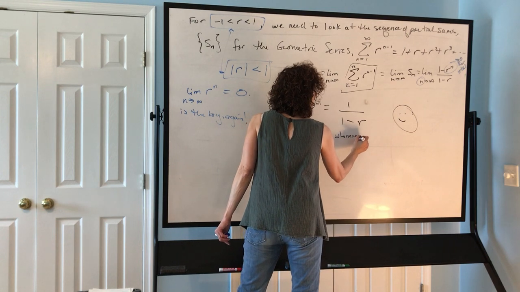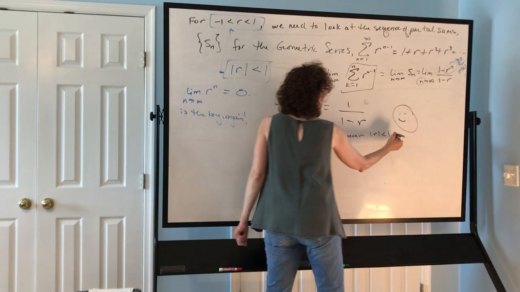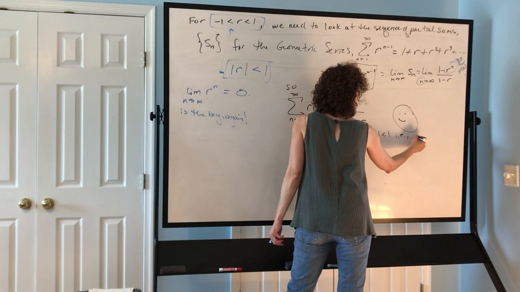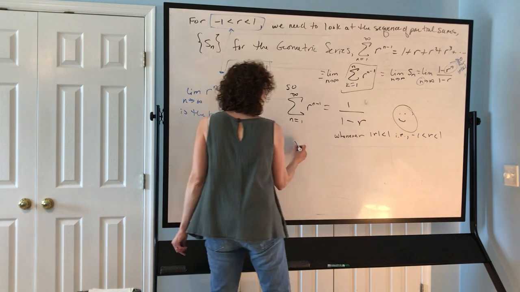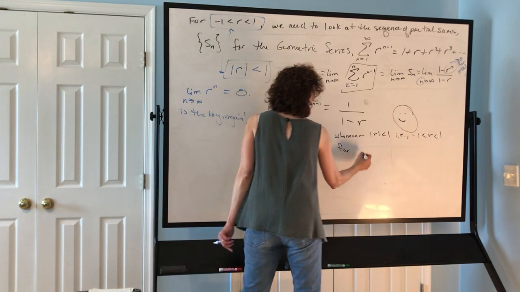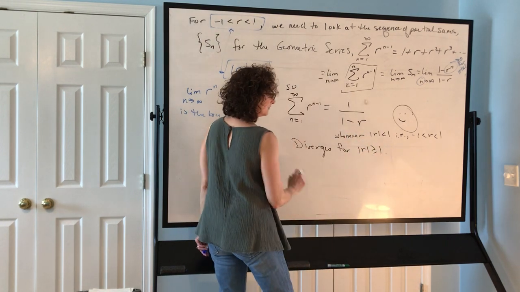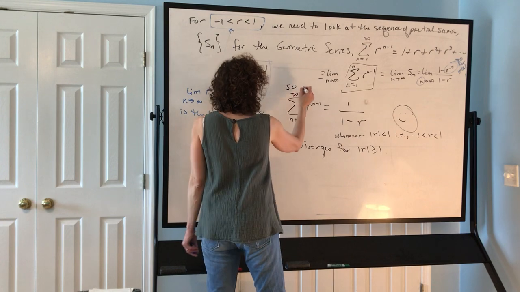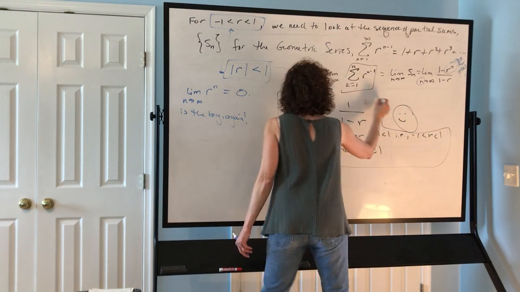whenever the absolute value of r is less than 1, which means the same thing as minus 1 is less than r is less than 1. And it diverges for absolute value of r greater than or equal to 1. This is our geometric series result.